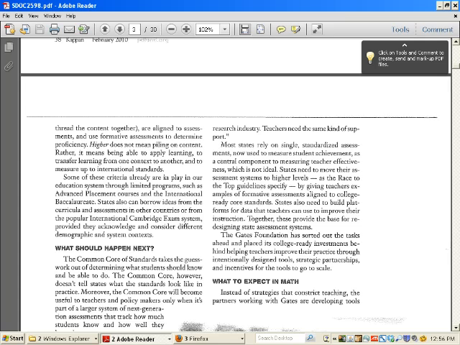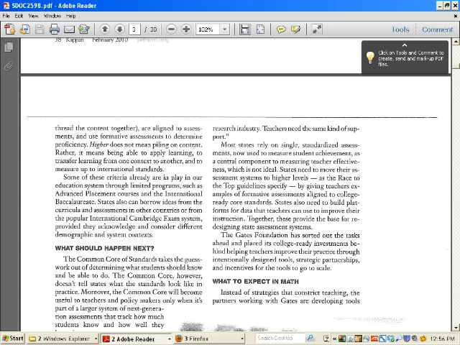This is an interesting paragraph. Most states own a single standardized assessment now used to measure student achievement as a central component to measuring teacher effectiveness, which is not ideal. So that's many times we look at the state test as our benchmark on how well a teacher is doing, and the Gates Foundation in this article says that that's not a good idea.